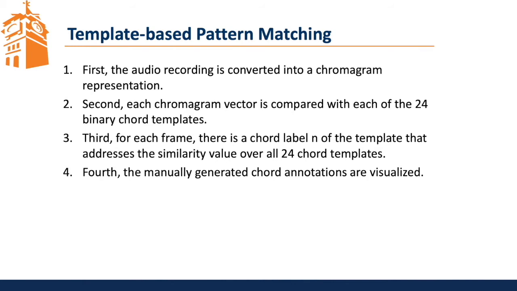Second, each chromagram vector is compared with each of the 24 binary chord templates, which yields 24 similarity values per segment. These similarity values are visualized in the form of a time-chord representation. Third, for each frame, we choose the chord label of the template that maximizes the similarity value over all 24 chord templates. This yields our final chord recognition result, which is shown in the form of a binary time-chord representation. And then, finally, the manually generated chord annotations are visualized.